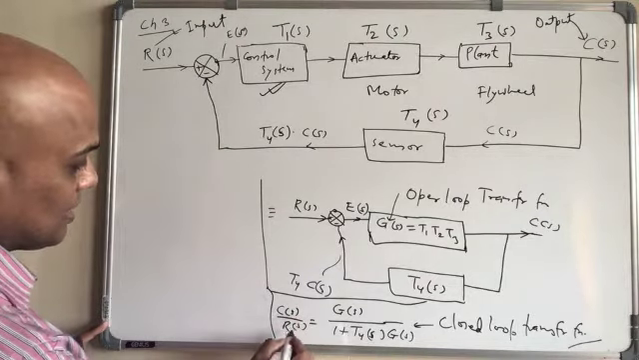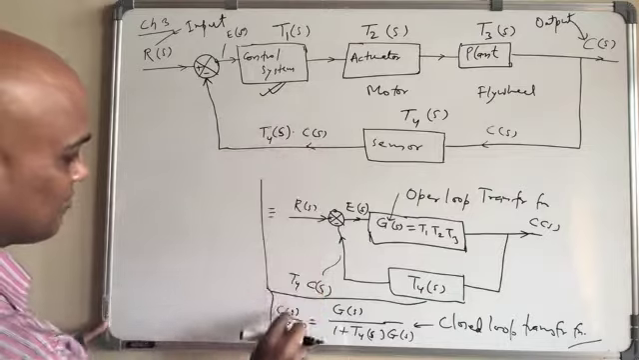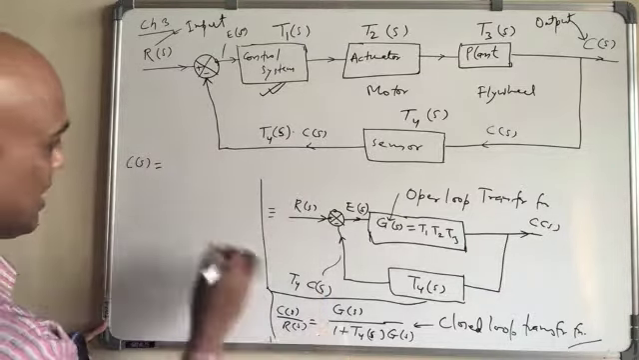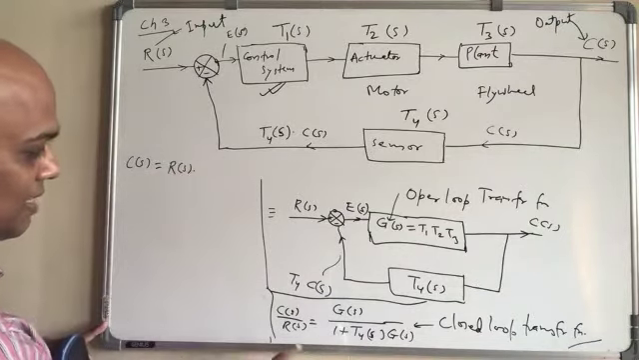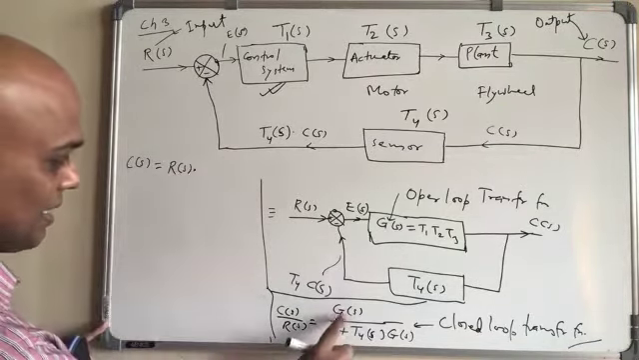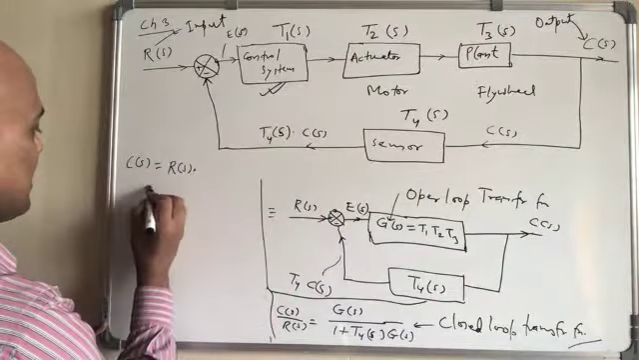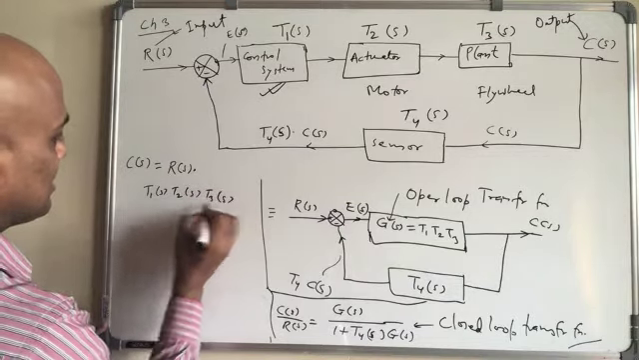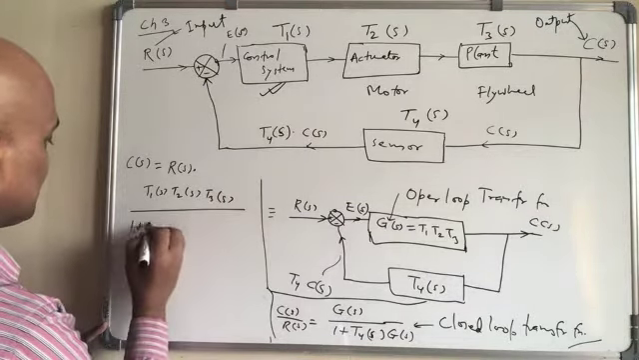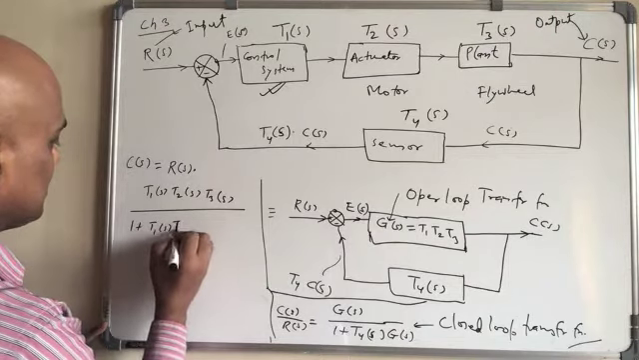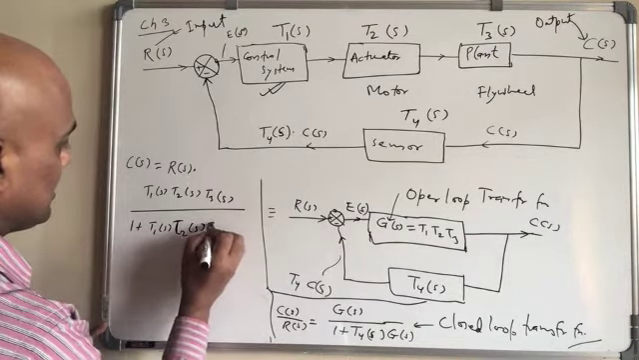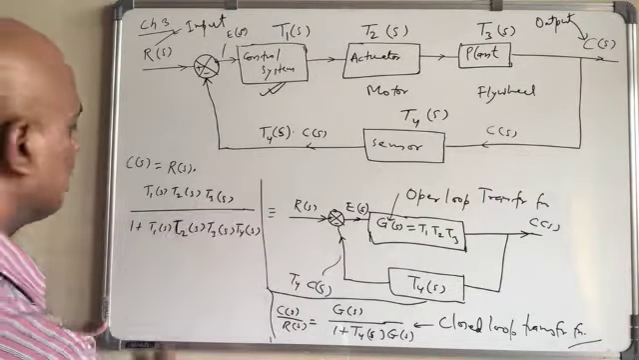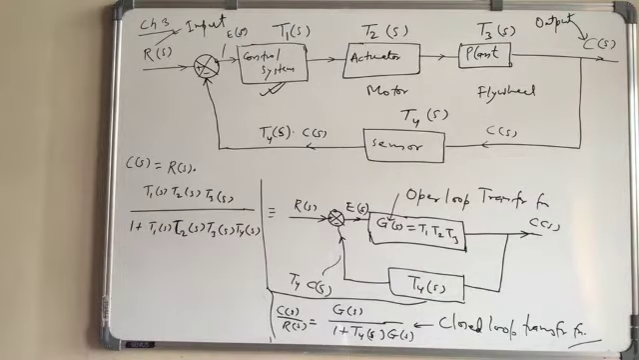Okay, so CS over RS, so CS will be equal to RS multiplied by, and then we have GS, where GS you have T1 S, T2 S times T3 S, divided by 1 plus T1 S, T2 S, T3 S multiplied T4 S. So all of them multiplied here. Yeah. So this is what the equation is, right?